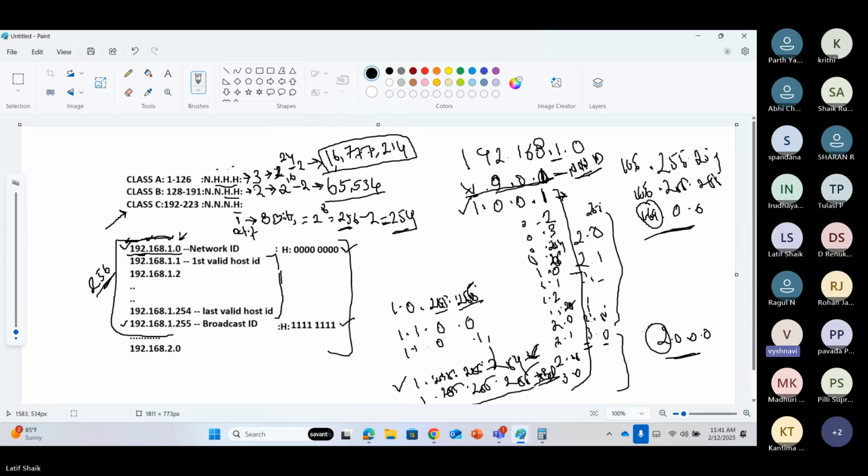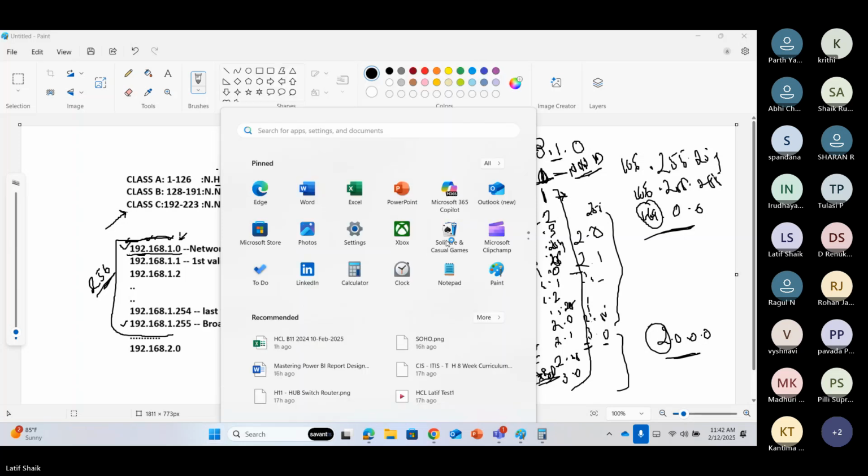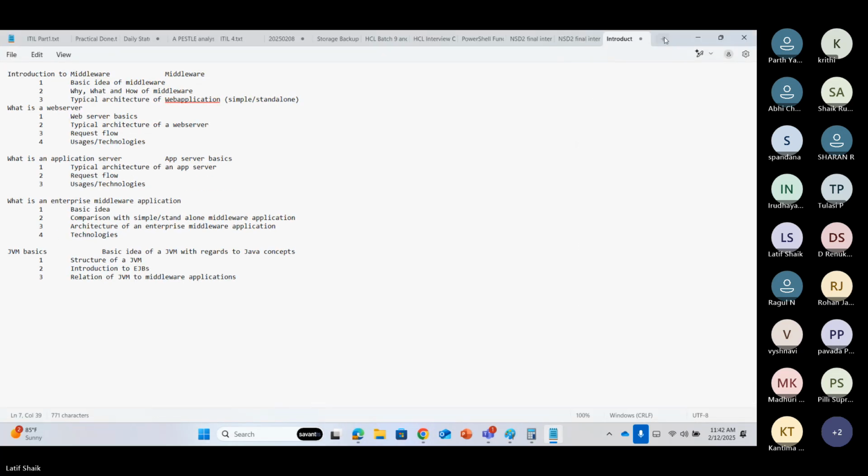What about the limit of each octet? I can't understand that. Which one? For example, for class A you told 1.0.255.255, right? So for host and network in class A, what is the limit for each octet? Tell me one class A IP address, anything between 1 to 126.